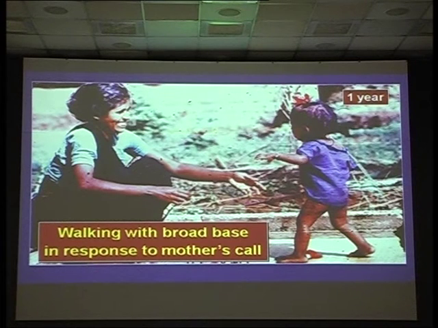When you see a 4-year-old child walking like this, you will make the diagnosis of cerebellar ataxia: broad-based gait, balancing with both the hands. But this is normal at 1 year. At 1 year, when the child typically starts walking, they will have a broad base, supporting with both the hands. That is normal.